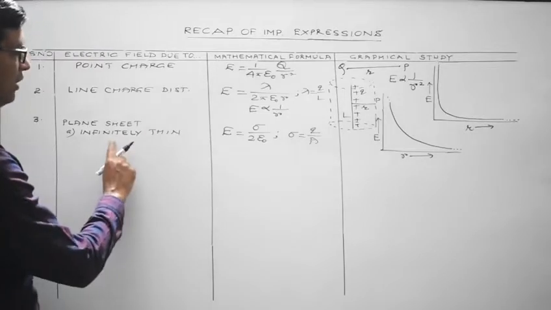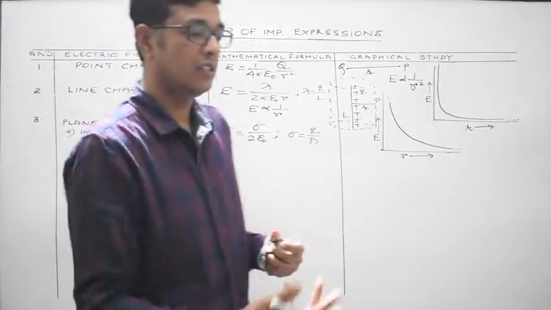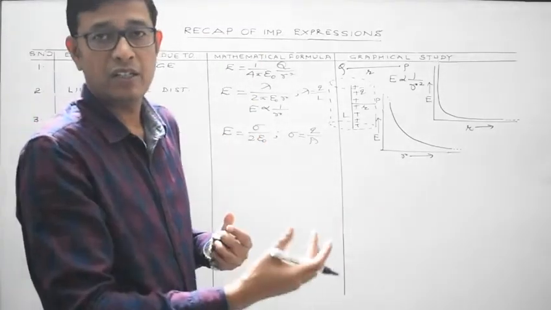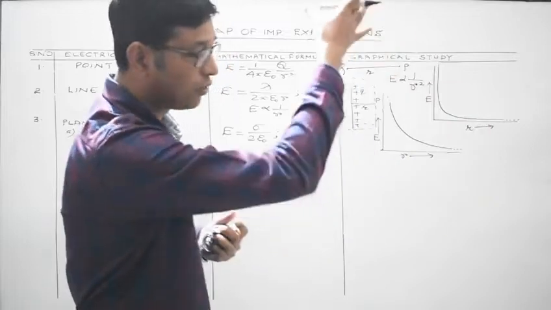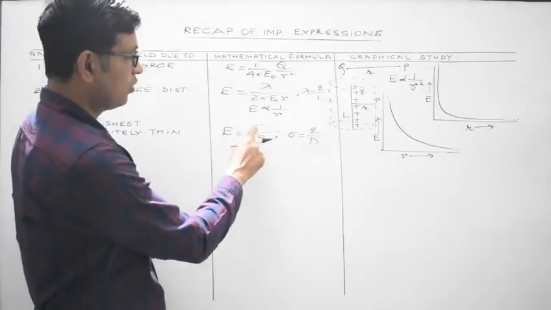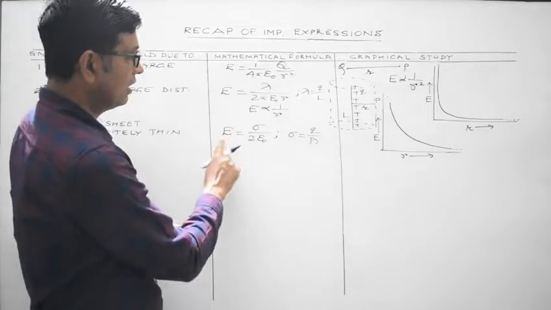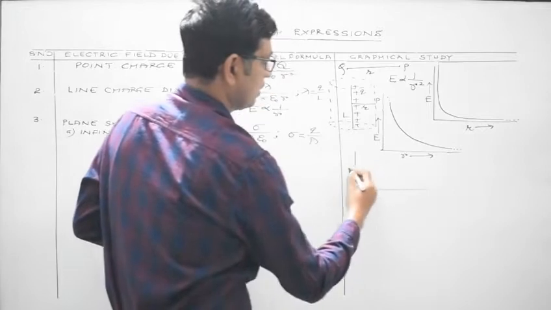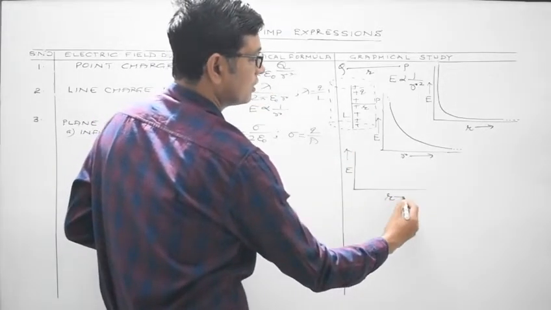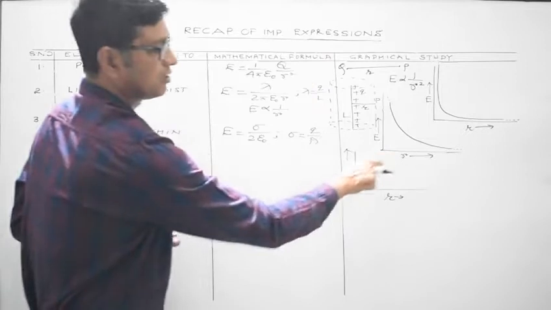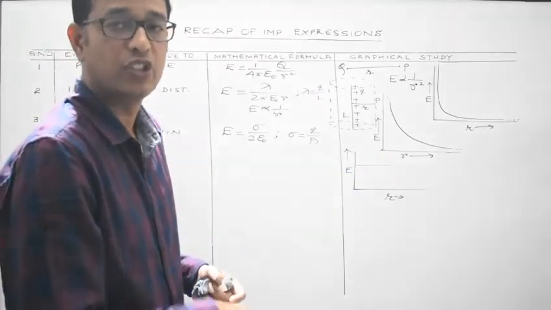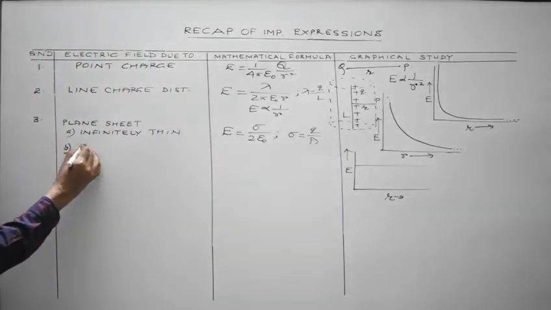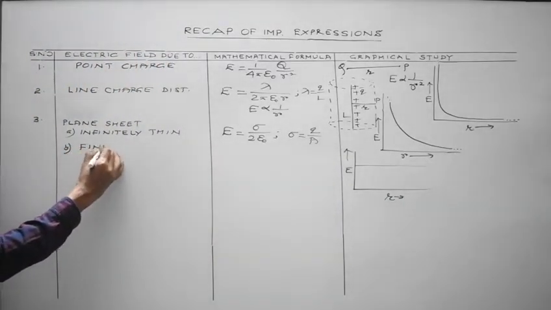I repeat, for an infinitely thin plane sheet of charge where the thickness of the sheet is considered to be negligible, the electric field is found to be independent of the distance of the observation point from the sheet of charge. So the expression was obtained to be sigma by 2 epsilon. Since it is constant, independent of distance, the graph would be like this. This is electric field, this is suppose distance, so it is independent of r. So it will be a straight line parallel to the horizontal axis which represents the distance, right? This is the graph.